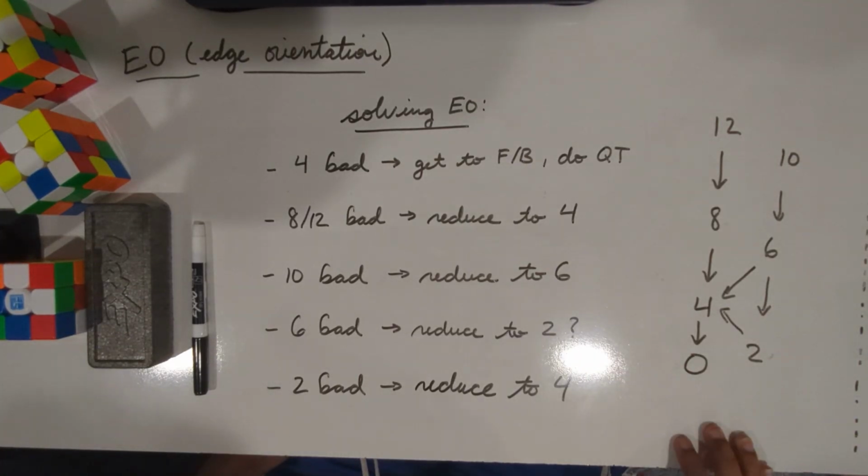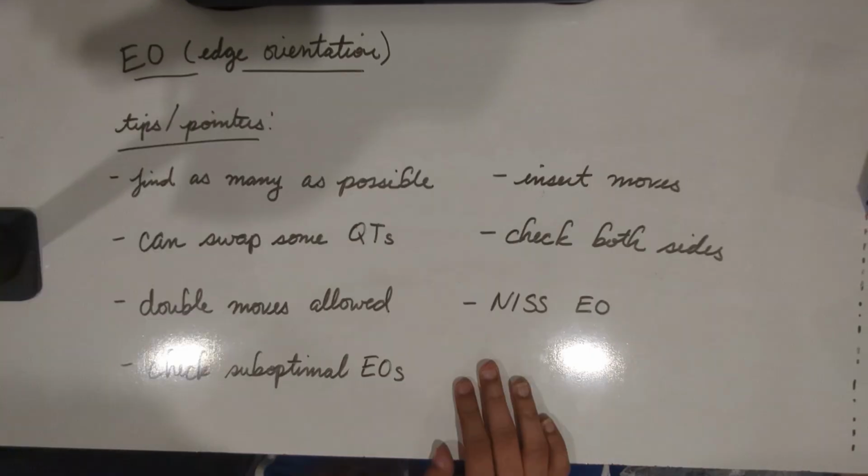I think I read somewhere that EO can always be done in 7 moves, but most FMCers will only consider EOs that are in 5 moves. Unless you get a horrendous scramble, in which case maybe you extend it, but 5 or less is typically the goal. Now onto some tips and pointers for EO, particularly when you're using DR.